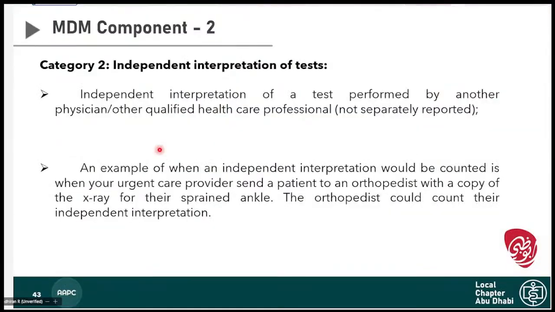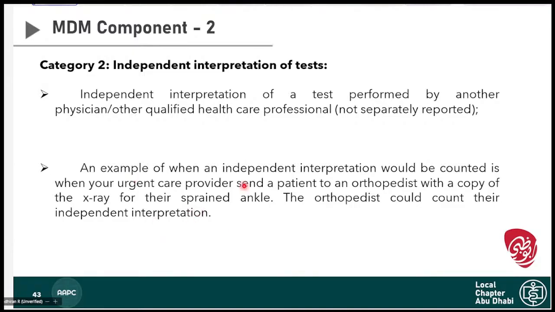So next we'll discuss category 2, independent interpretation of test. This is interpretation of a test performed by another physician or other qualified healthcare professional. When can we consider this point? When another specialty provider ordered the test, however our provider gives the interpretation alone, then only can we consider independent interpretation of test. For example, an urgent care provider sees a patient with ankle pain. The urgent care provider ordered an X-ray and sent a copy of the X-ray to the orthopedist. The orthopedist reviewed the results and gave the independent interpretation of the X-ray, so we can give the credit to the orthopedist, not the urgent care provider.